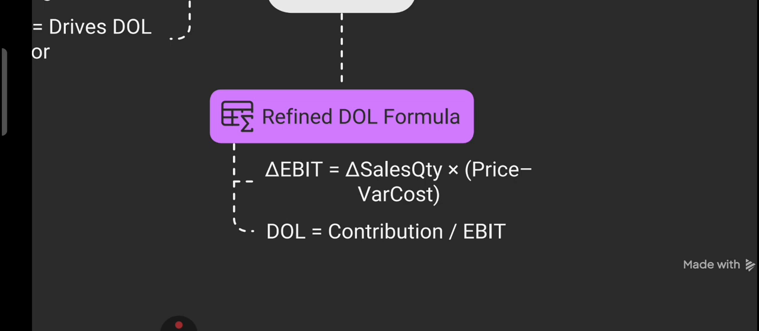DOL. Like in the case of DFL, I told you the EBIT upon EBT. Similarly here, contribution upon EBIT. This is the final refined formula, and this formula we will be using most of the time. So understanding DOL helps a business plan better, price smarter, and prepare for market shifts.